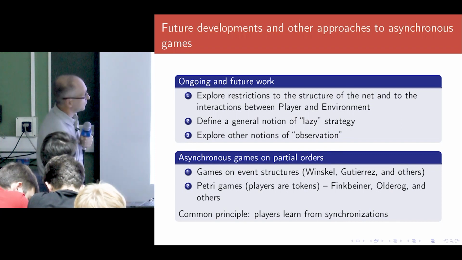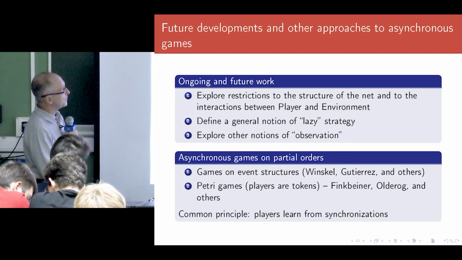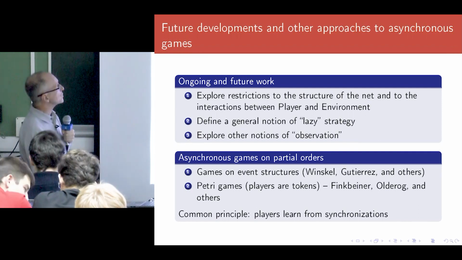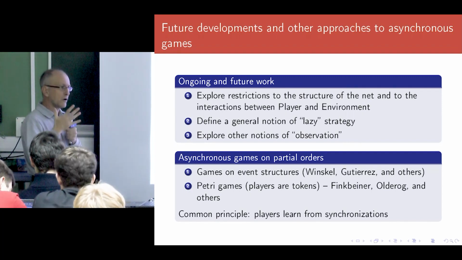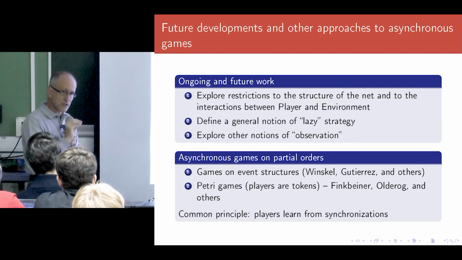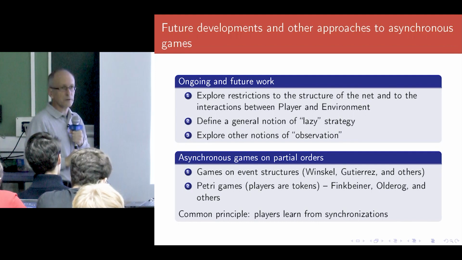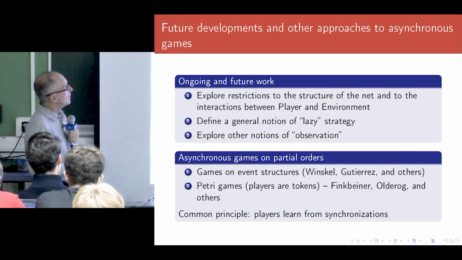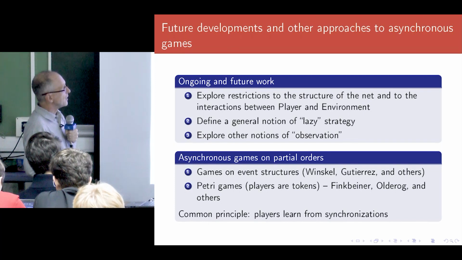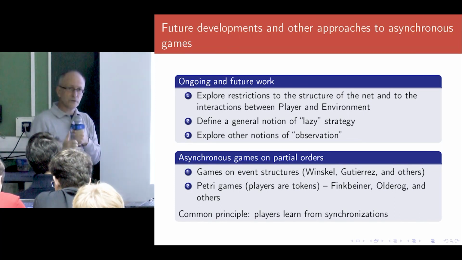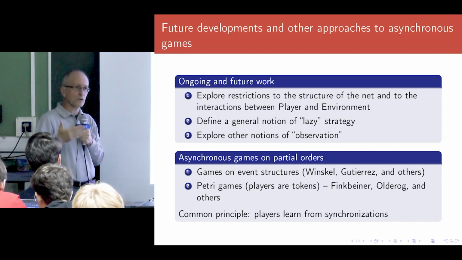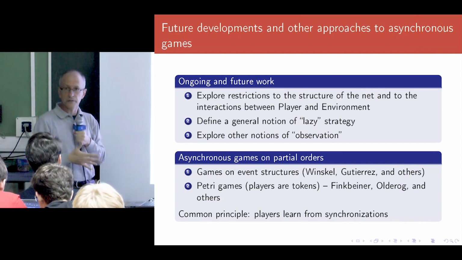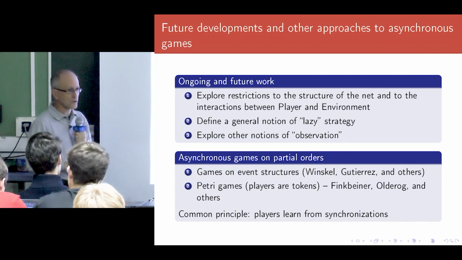Essentially, these are the future developments that we expect from this line of research. So also explore restrictions to the structure of the net, working on elementary net systems with some very special properties that would allow to find more efficient algorithms, for instance. Define this general notion of lazy strategy, and also explore different notions of observability. Maybe we can assume that the player observes the local states and not the events, for instance, and this might change the nature of the problem.